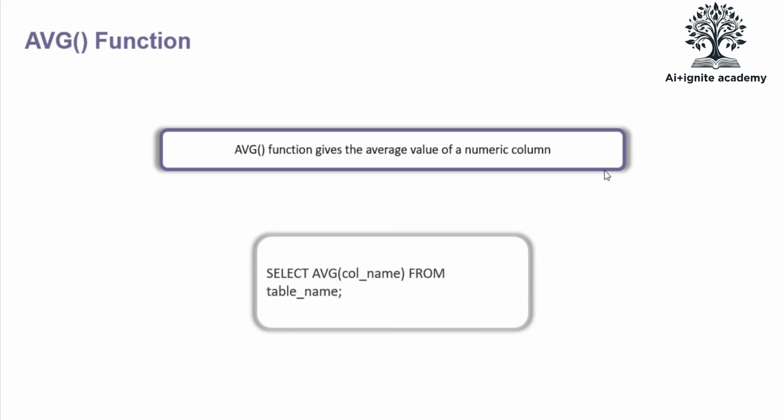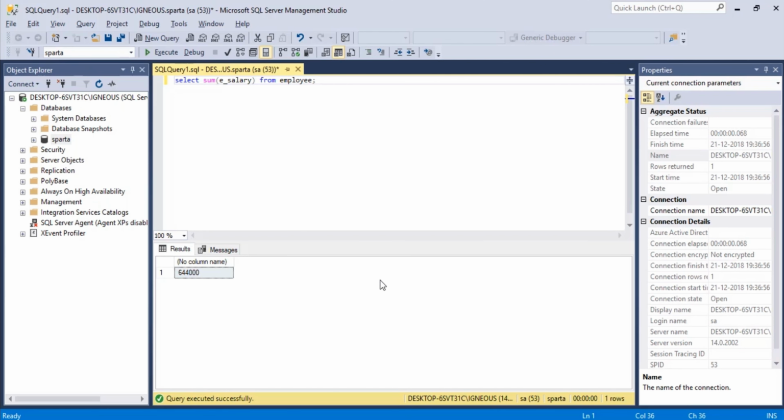And finally we have the average function. So the average function gives us the average value of a numeric column. And the syntax is same as the rest. So we'll give in the average function after the select keyword and give the column name inside the parenthesis. So this time I want to get the average age of all of the employees. So select, and then I will use the avg function and then give in the column which would be age from the name of the table which is employee. So the average age of all of the employees is 30.